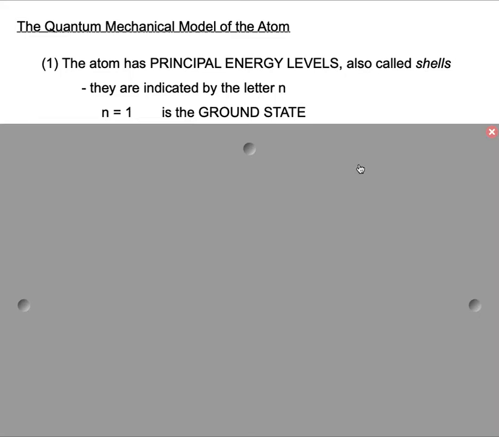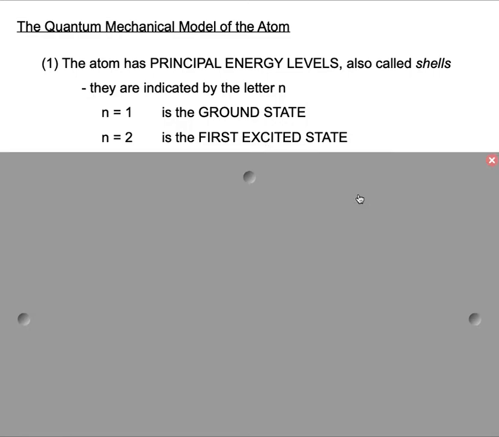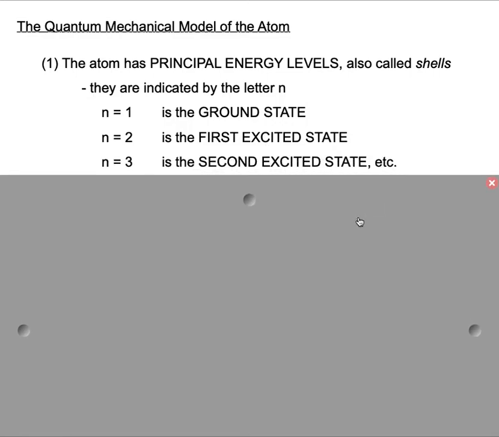In the quantum mechanical model, the atom has what are called principal energy levels, which you may also have heard of before, called shells. They are indicated by the letter n. This should look familiar. n equals 1 is the ground state, the lowest principal energy level. n equals 2 is the first excited state. n equals 3 is the second excited state, and so forth.